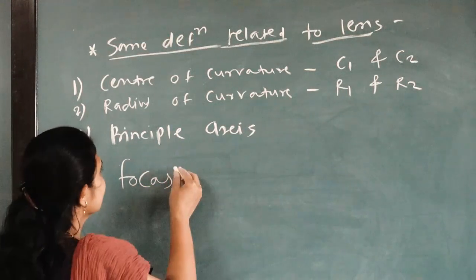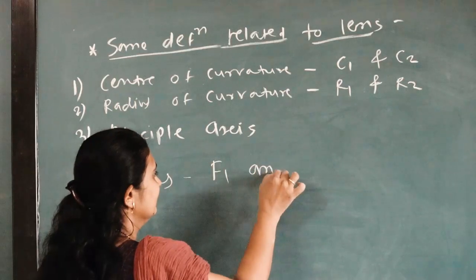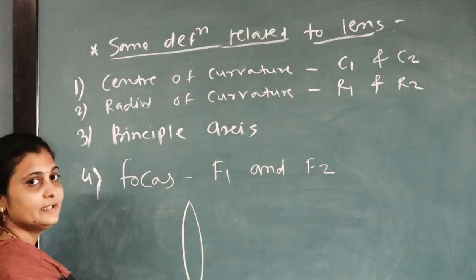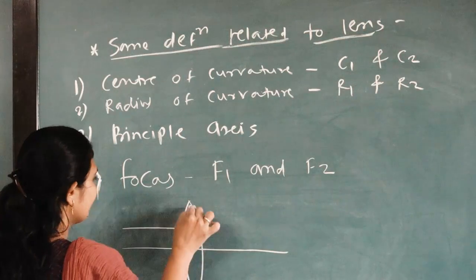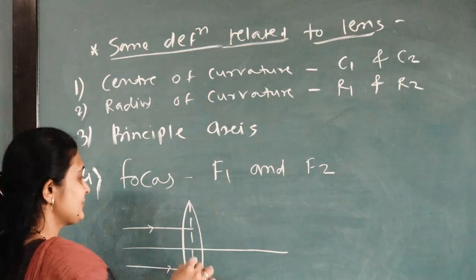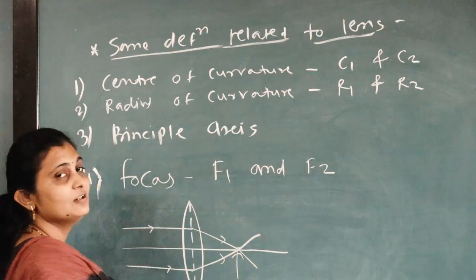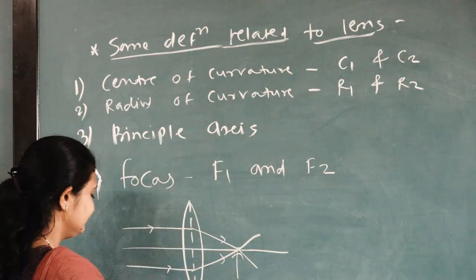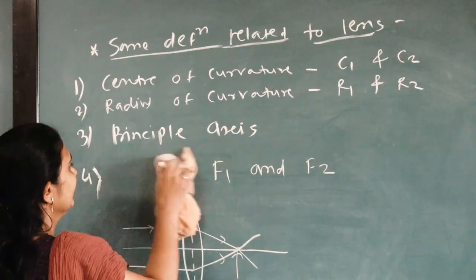focus. Two foci are there, F1 and F2. Consider a convex lens, parallel rays after refraction meet at one point, that point is known as the focus point. Now in a convex lens we get the real focus. We get the real focus.